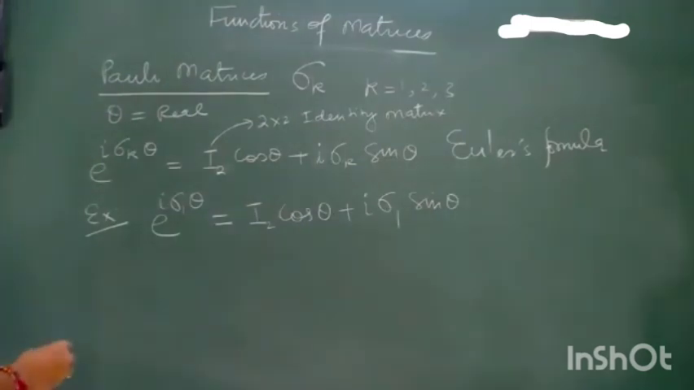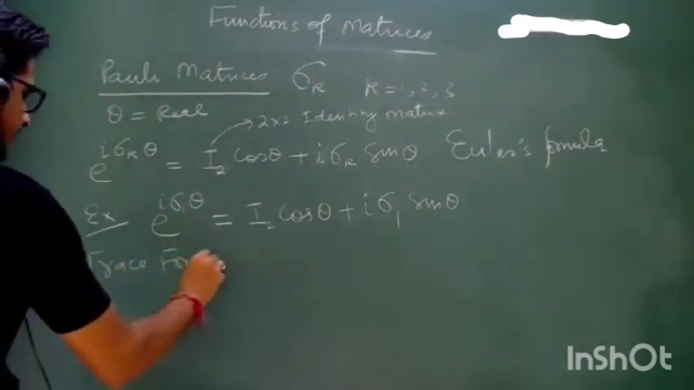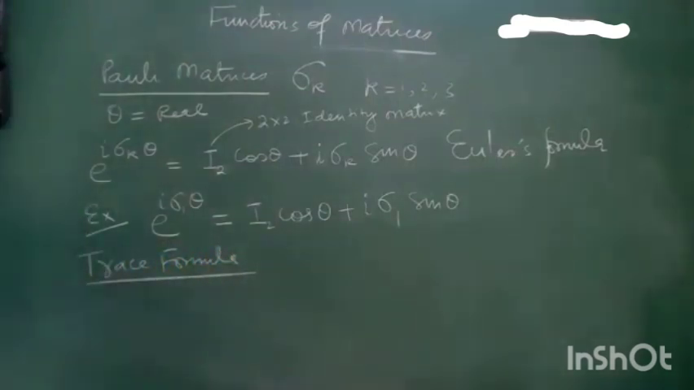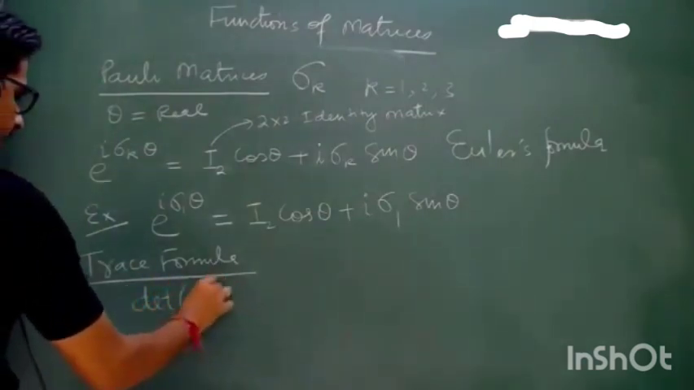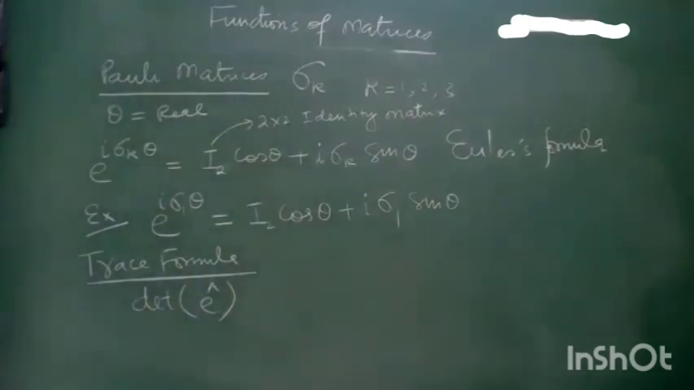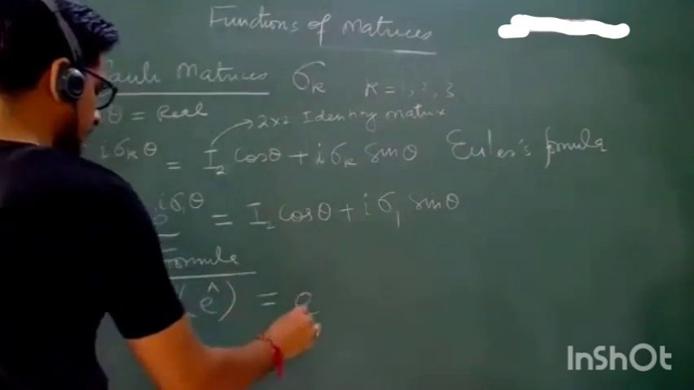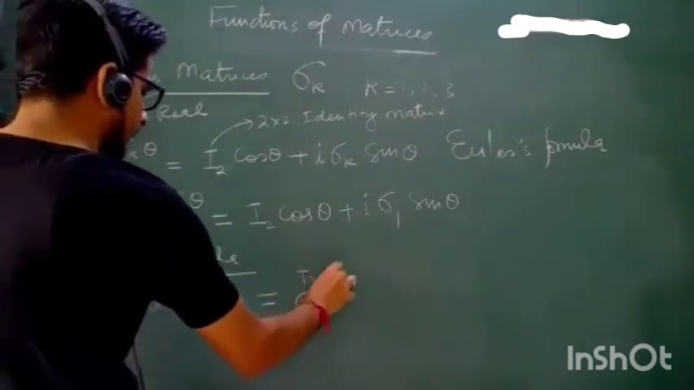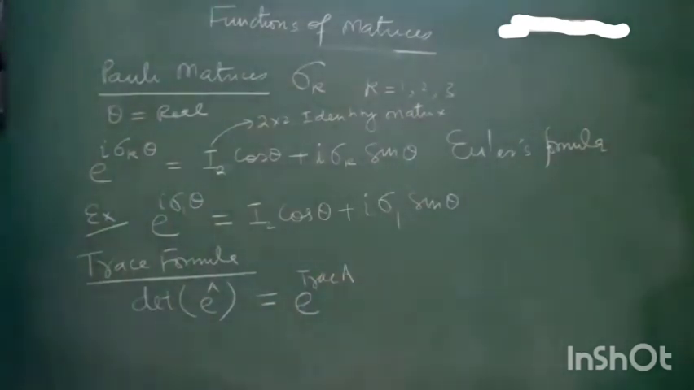So this was the first thing. There is a trace formula also. Trace, you know, everybody? So the determinant of e to the power of a matrix A will be equal to the exponential of the trace of A. See, the determinant of e to the power A is equal to exponential trace of A.